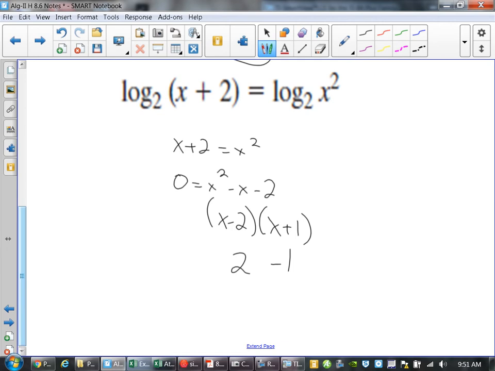2 plus 2 is? 4. 2 squared is? 4. So 2 works. Good. What's negative 1 plus 2? 1. What's negative 1 squared? 1. They both work. Sometimes they might, sometimes they might not. Always double check your answers. Okay?